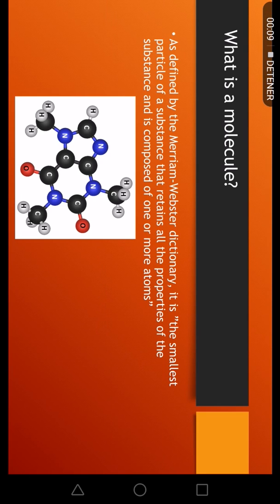What is a molecule? As defined by the Merriam-Webster dictionary, it is the smallest particle of substance that retains all the properties of the substance and is composed of one or more atoms. This can be two atoms or thousands of them.